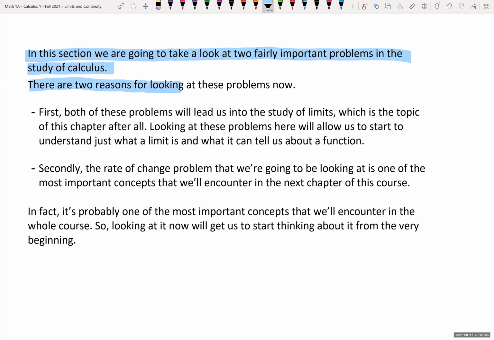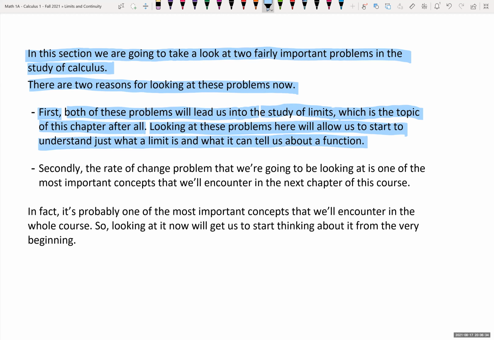There are two reasons for looking at these problems right now. The first is that both of these problems will lead us into the study of limits. Limits is a really important concept of calculus, and it is the topic of this first chapter, after all. This first chapter, if you didn't know, is called Limits and Continuity. Looking at these problems will allow us to start to understand just what a limit is and what it can tell us about a function.